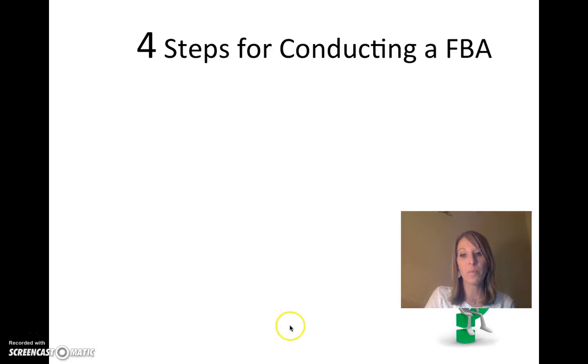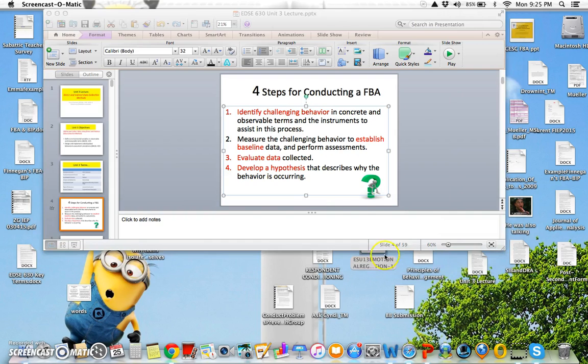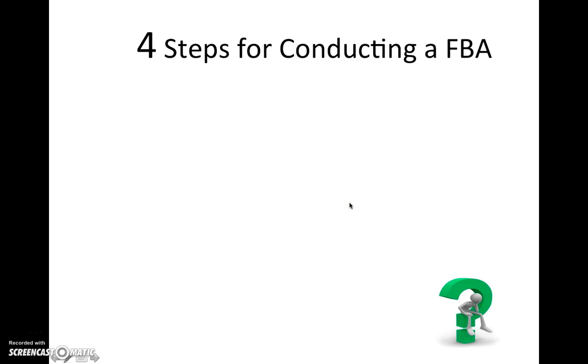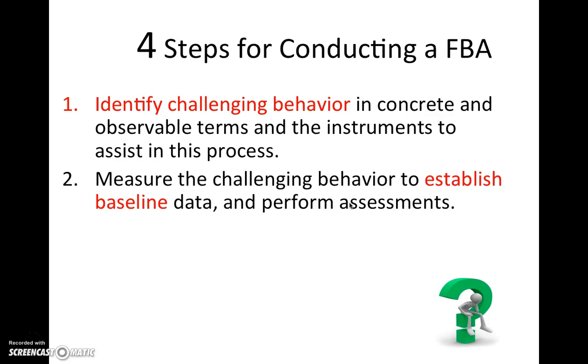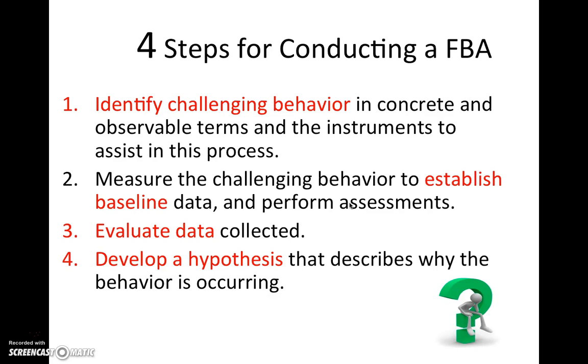So just to review what we talked about last week, there's 4 steps to conducting a functional behavior assessment. The first is identifying those challenging behaviors in concrete and observable terms. I'll revisit this briefly in a few moments. Second, of course, is to measure those challenging behaviors to establish that baseline data and perform assessments. That I'm going to talk about a lot more this week, direct and indirect measurements. Third is we need to evaluate that data. We need to look at that data so that we can develop a hypothesis that really describes why we think the problem behavior is occurring.